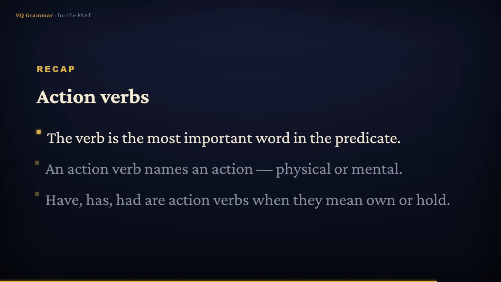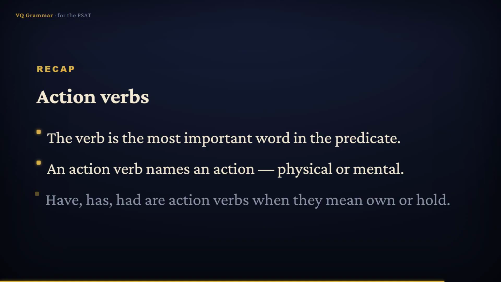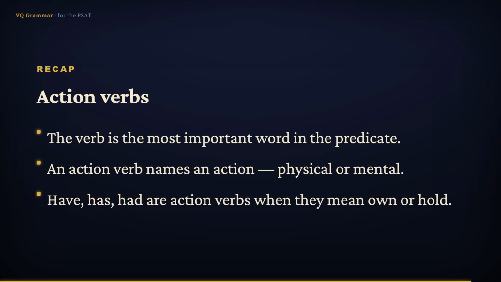Let's wrap up. The verb is the most important word in the predicate, and the simplest kind is the action verb, a word that names an action. That action can be physical, something you could watch, like buried or ran, or mental, something in the mind, like considered or remembered. And don't forget have, has, and had, which act as action verbs when they name what the subject owns or holds. To find one, just ask what the subject does.